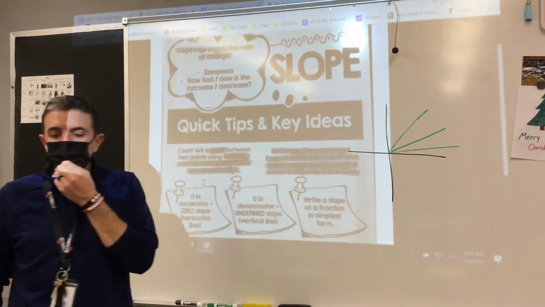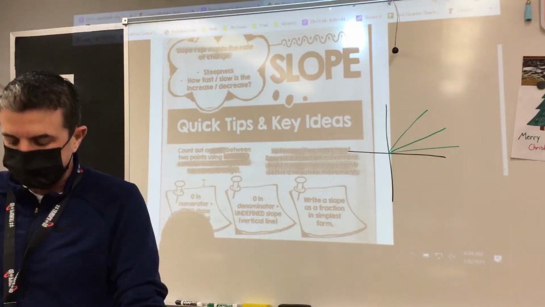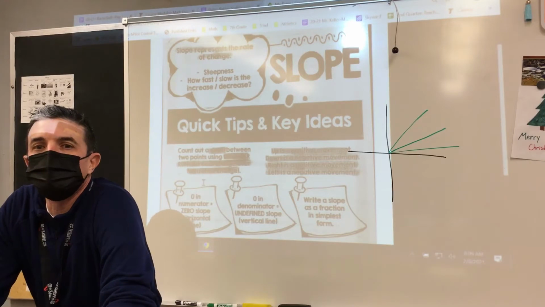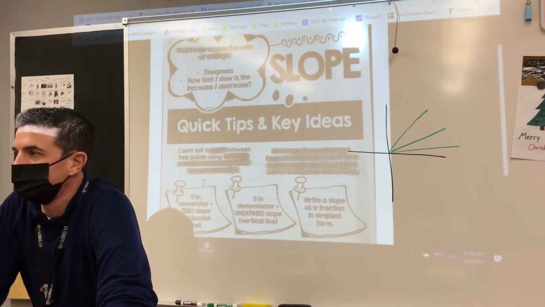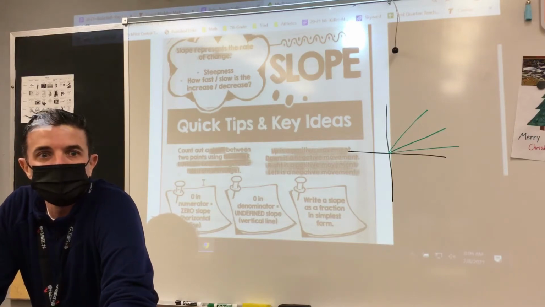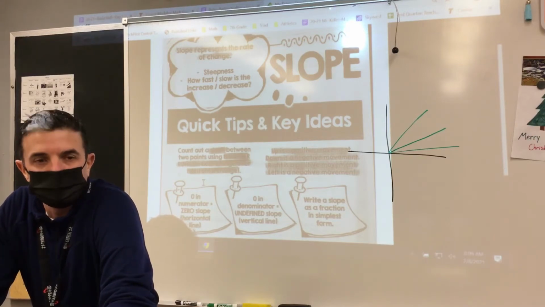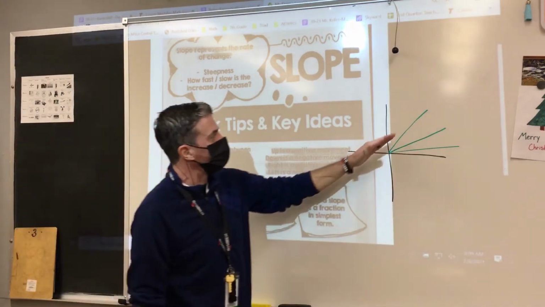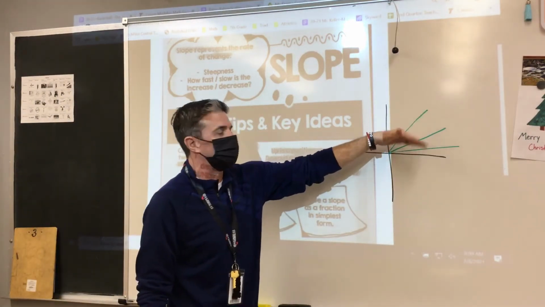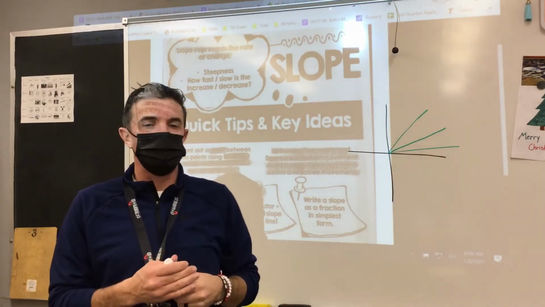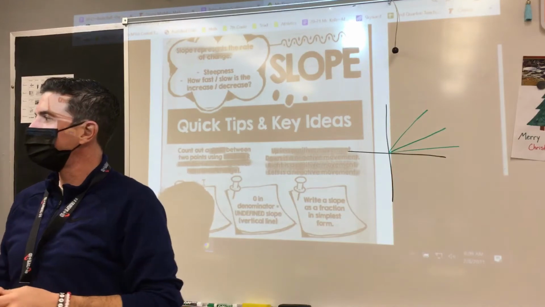So where is slope important in the real world? Where do you ever see slope? Anybody? Yes. Say if you buy stocks, you can see the price going up and down. Okay, so that is a little bit like slope. That's telling you the price of the stock, whether it's going up or down. Yep, because that is change. Anybody else?